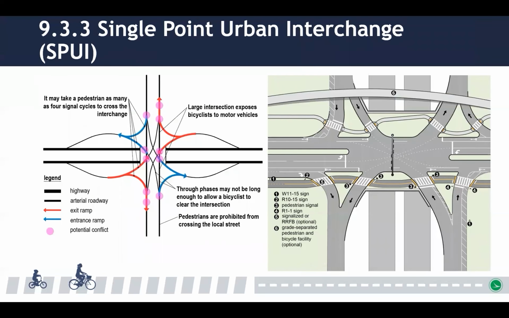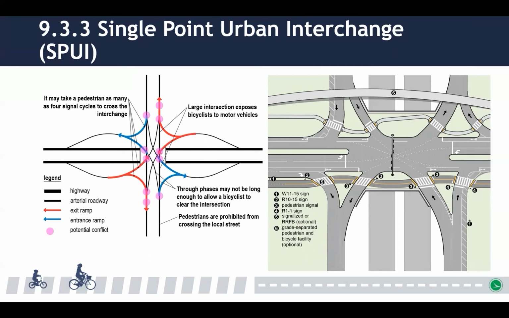A single point urban interchange, or SPUI, is a variation of a diamond interchange. The footprint is comprised of a single traffic signal, creating an X pattern for vehicle traffic using the interchange ramps. With this interchange, right turn movements are often a free flow maneuver to increase vehicular capacity, and only the left turns pass through that traffic signal.